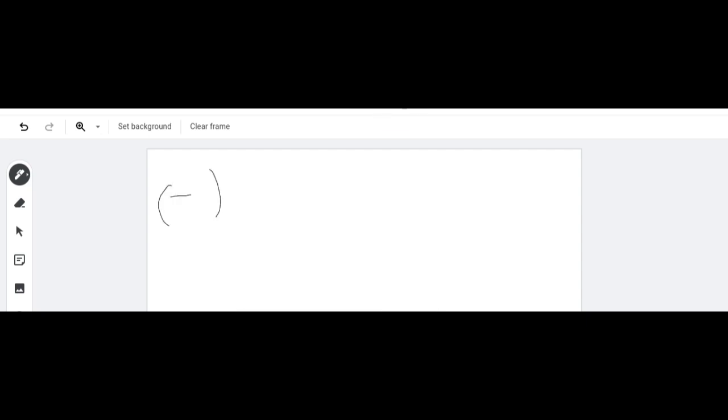Now I will move to minus minus. Minus minus is equal to plus. It means that if there are two digits like minus 4 minus 2, we have to do the addition between them, because minus minus is equal to plus. So 4 plus 2 is equal to, add 4 and 2.